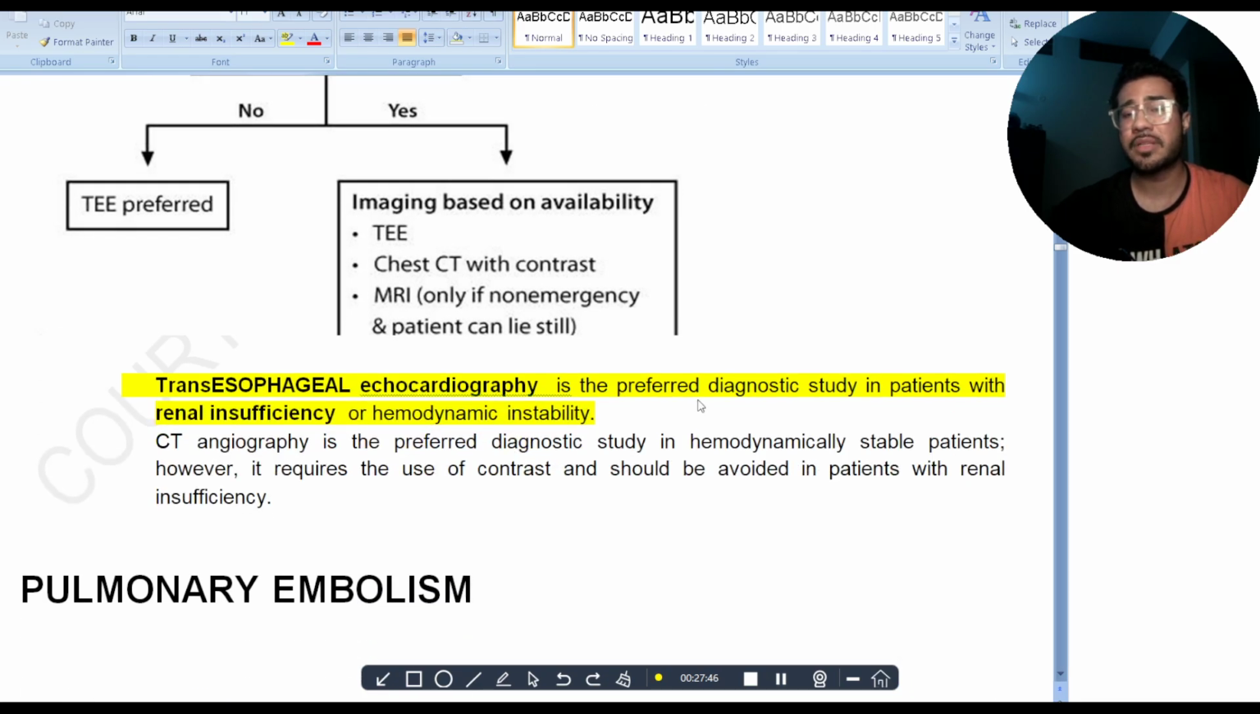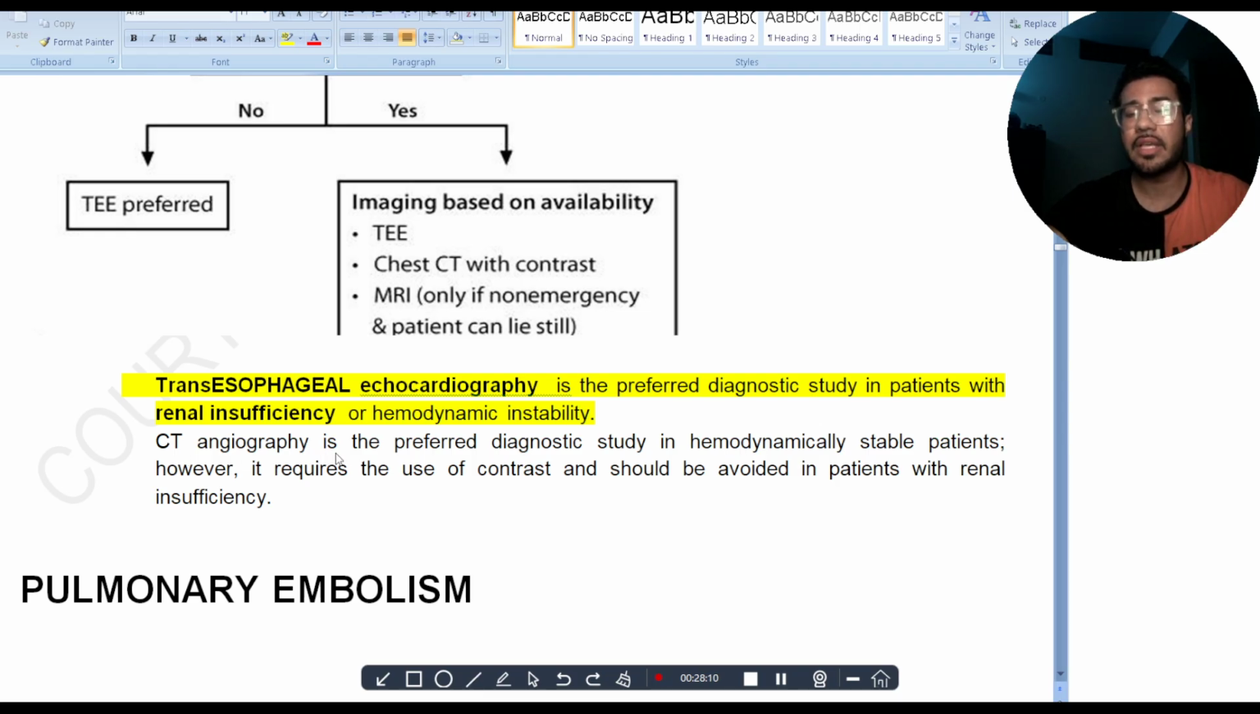Transesophageal echocardiogram is the preferred diagnostic study in patients with renal insufficiency or hemodynamic instability. If the patient is hemodynamically unstable, you just go for a thoracotomy. And while you're taking the patient to the operating table, you can perform a transesophageal echocardiography just to give you more diagnostic accuracy.